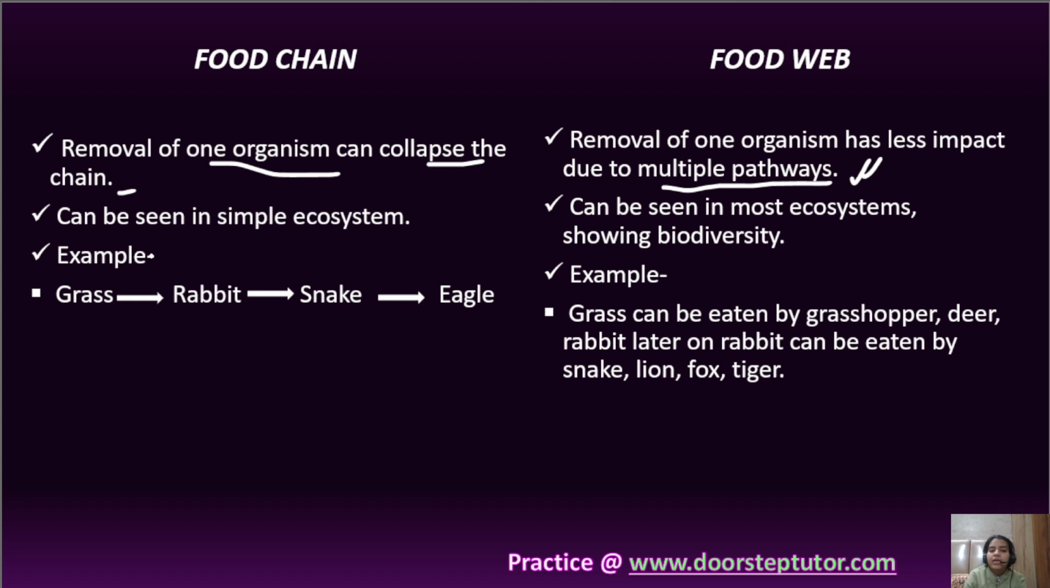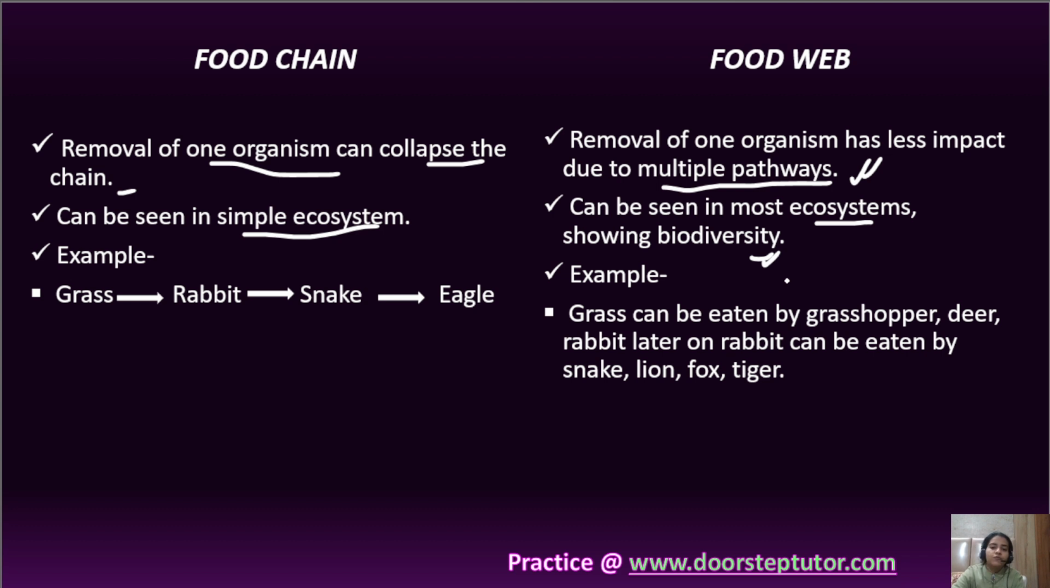Now, in case of food chain, we can see that it is seen in simple ecosystems, while in case of food web, it can be seen in most ecosystems and it shows all the biodiversity. Biodiversity means that different types of diversity are present in our world, that is known as biodiversity.